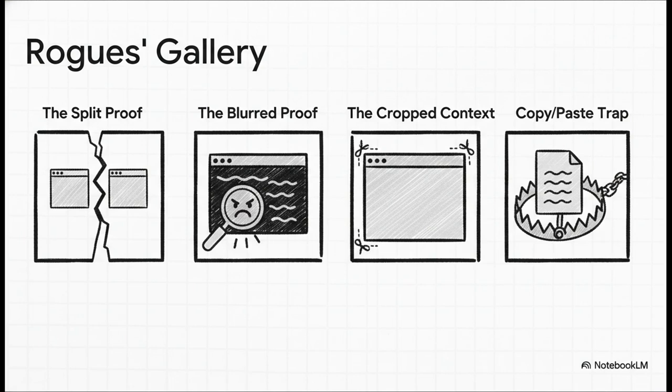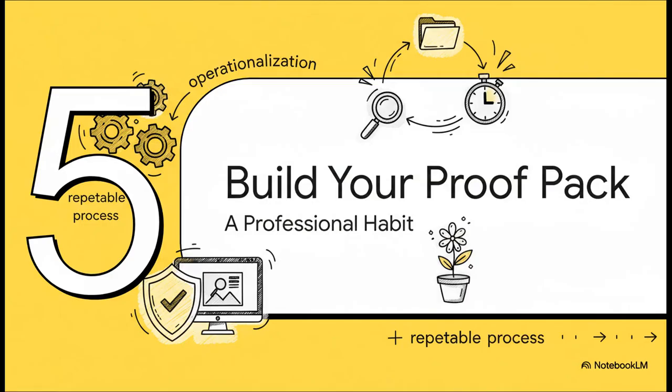And here are the other usual suspects in our little rogues gallery of bad proof. You've got the split proof, where you leave a gap for doubt. The blurred proof, which is just useless. The cropped context, where you cut out the command prompt so it doesn't even look like a real terminal. And of course, the copy-paste trap, which just looks fake. Avoid all of these. So, how do we make sure this all becomes second nature? You have to operationalize it. We're going to build what I like to call a proof pack, a simple, repeatable system that turns this rule into a solid, professional habit.